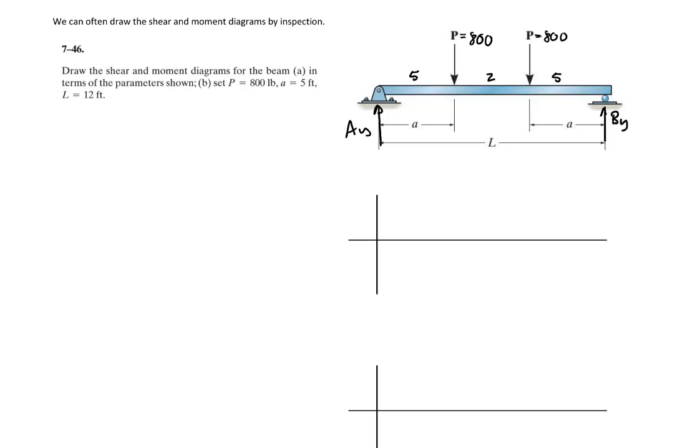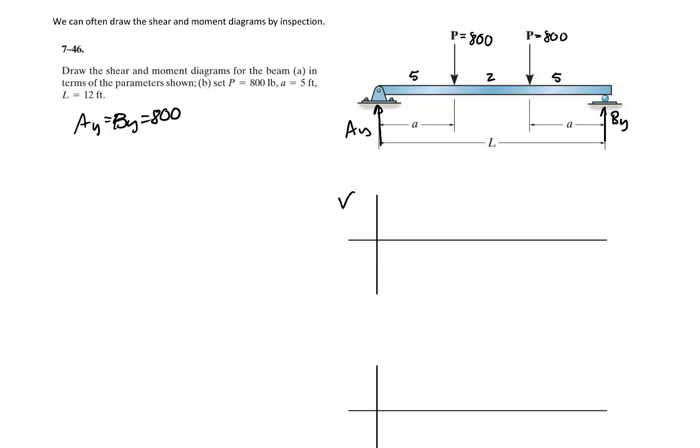Okay, this happens to be a symmetrically loaded beam, so we could say that AY equals BY, and they're both equal to 800. When we have all the forces defined like that, we can draw the shear diagram by inspection. What shear does is it moves in the direction of the applied or the reaction force. So if this force is going up, shear goes up. If this force is going down, shear goes down. In between, shear does not change.